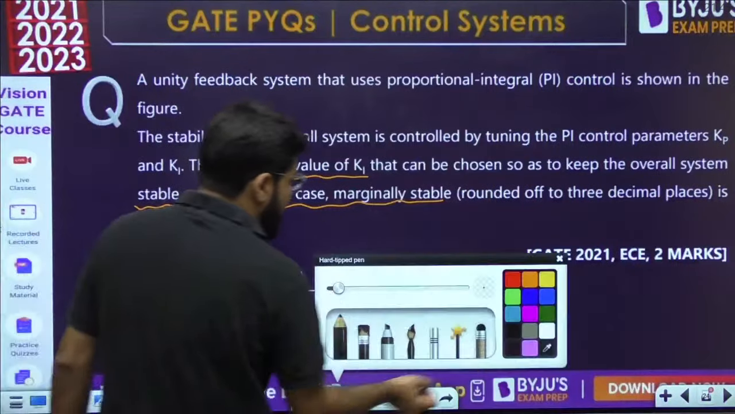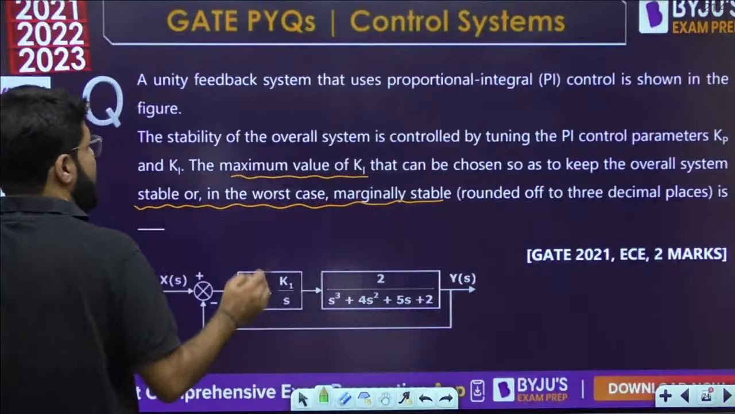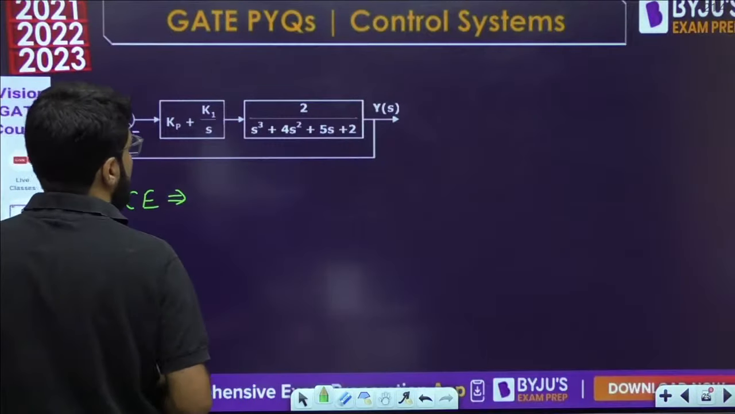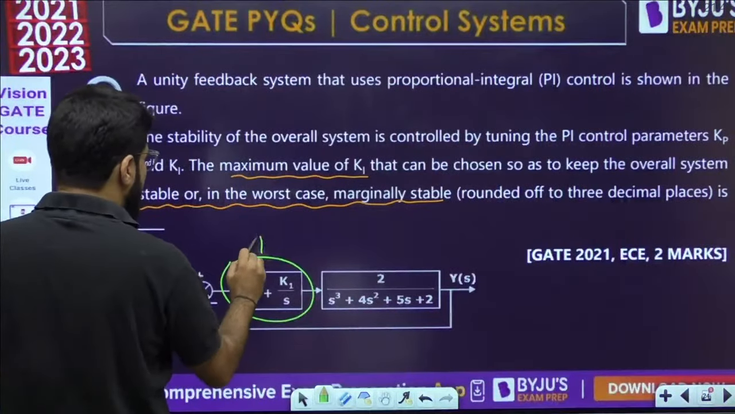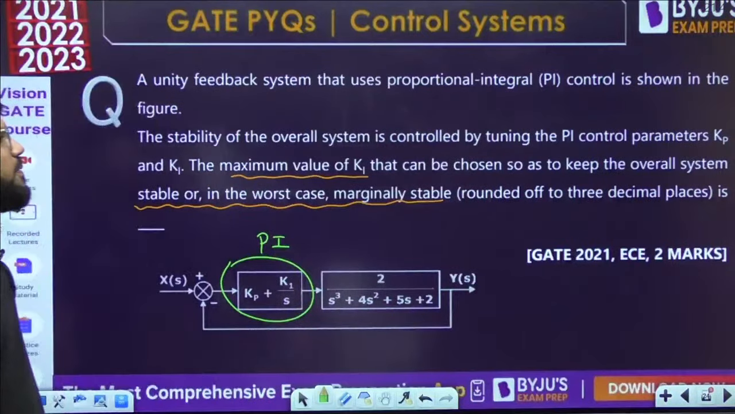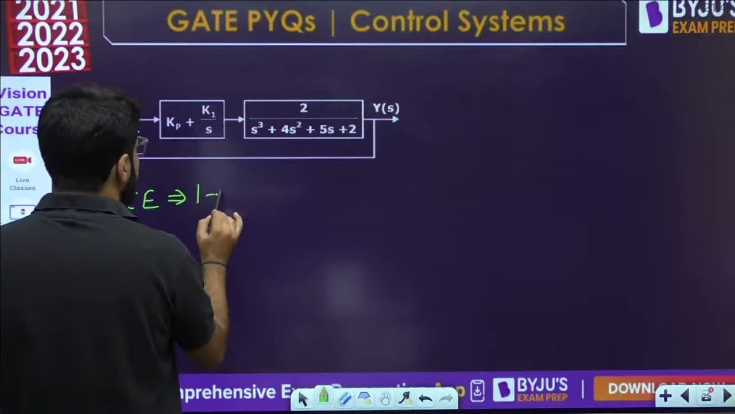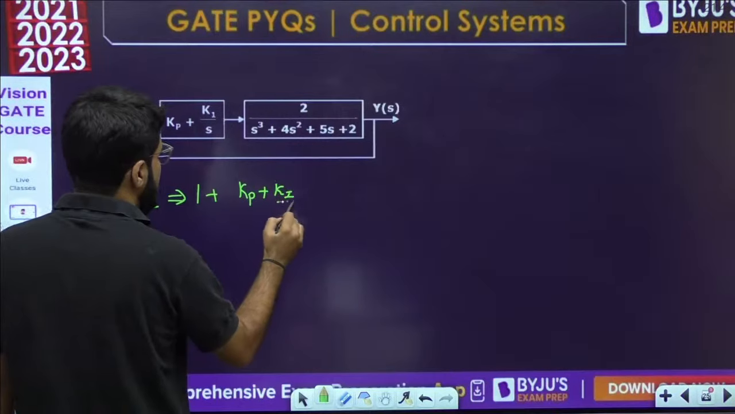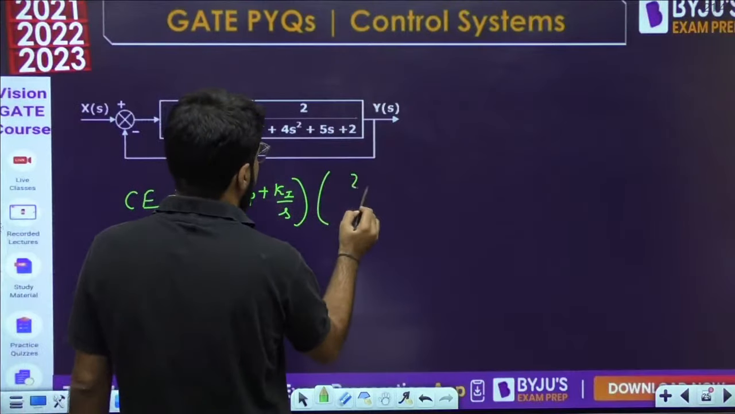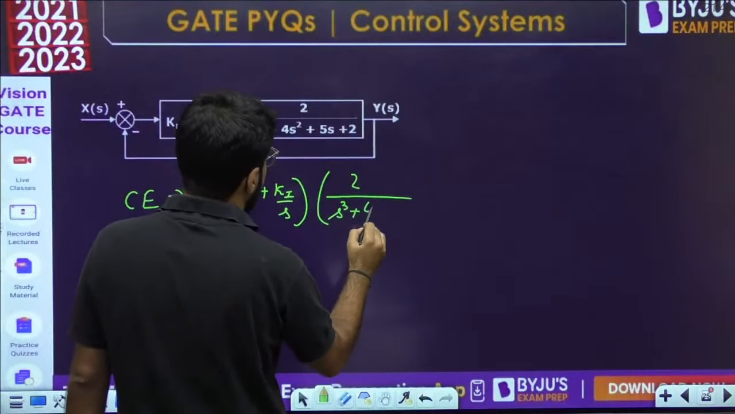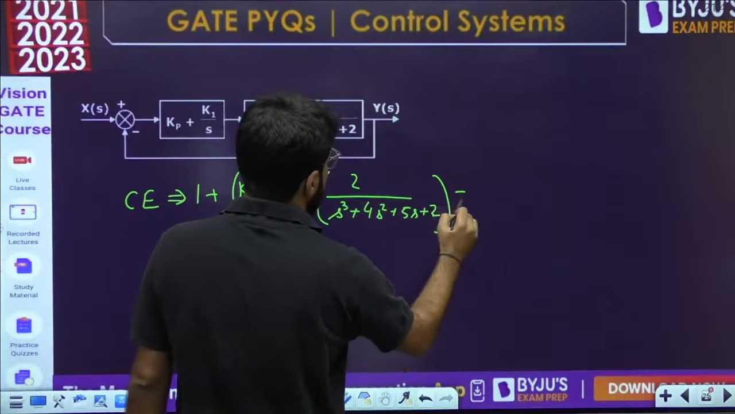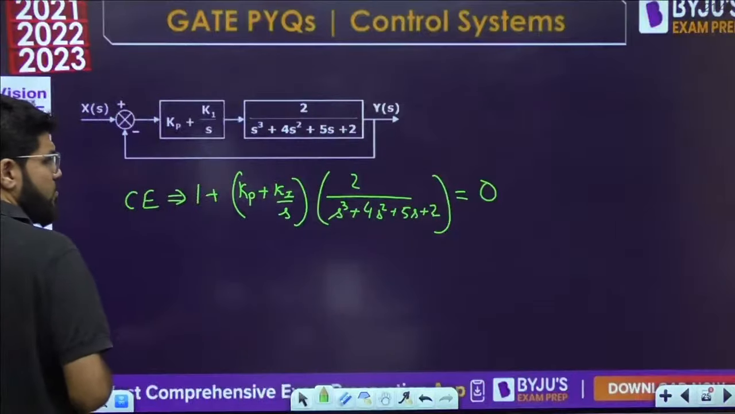For RH, I need the final characteristic equation. So what is the final characteristic equation? This part is the gain of the PI controller. So what is the overall characteristic equation? 1 plus G(s)H(s) equal to 0. G(s) itself is (KP plus KI by s) multiplied by 2, divided by s cube plus 4s square plus 5s plus 2. And this should be equal to 0.